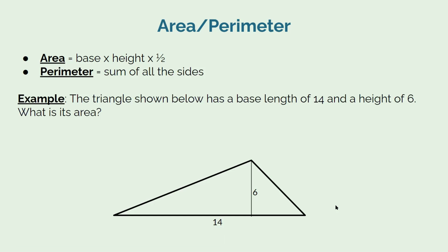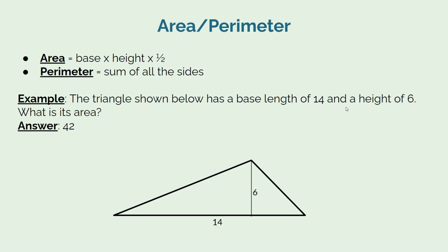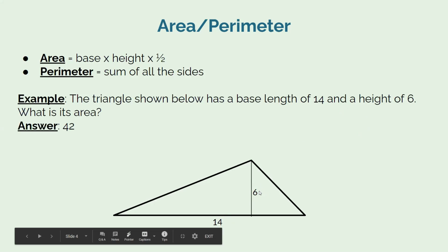I think I have some answers in chat. You could just type your answer in the chat. Yeah, so Dip got it. Basically it's 42, and how we get that is, we know the base and the height since they're given in the question. So the base is 14 and the height is 6, and then we multiply that by 1/2. So then we would get 42.